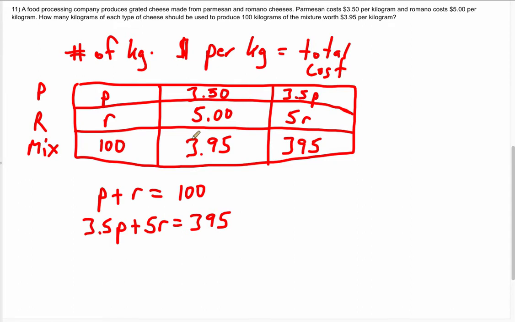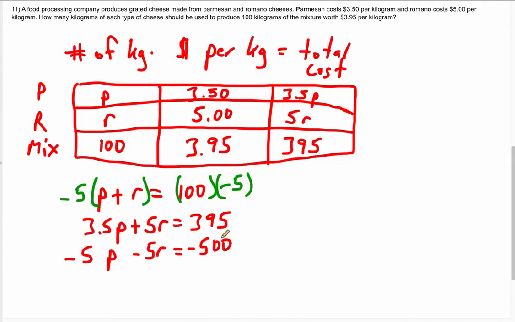All right, so this is, we can set it up nicely for elimination if we give this maybe a -5 would be nice. So let's, we could give this one a -3, but either way works. So I'm just going to go -5, see what happens. -5. So multiplying equation 1 by -5 leaves us with -5p minus 5r equals -500.